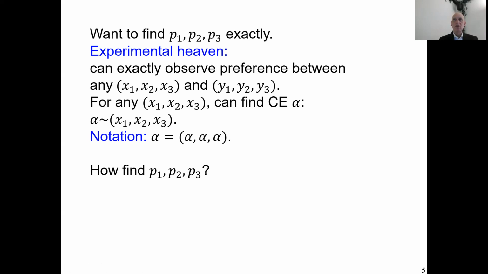Then if you think a little bit, first you think there are three unknowns. Then if you have three indifferences, you have three equalities in three unknowns, you can solve it, usually, unless you're unlucky.